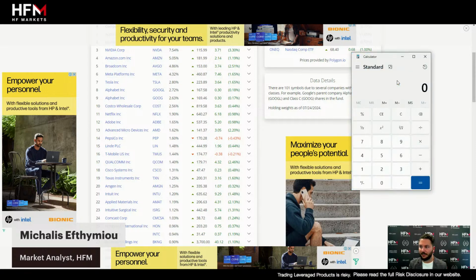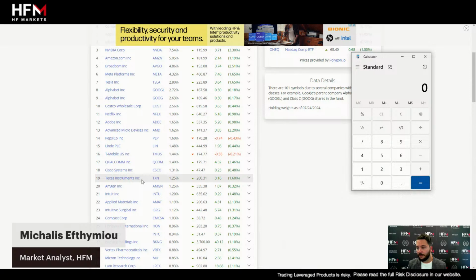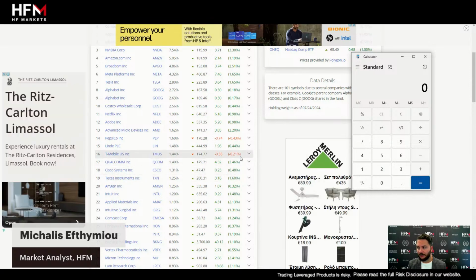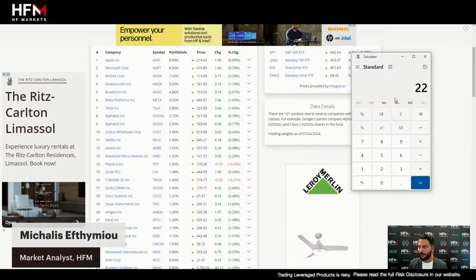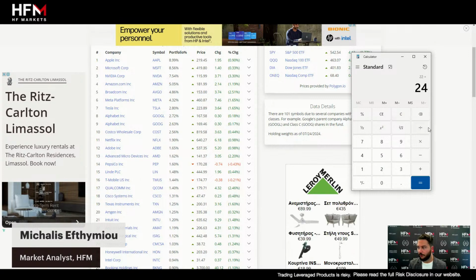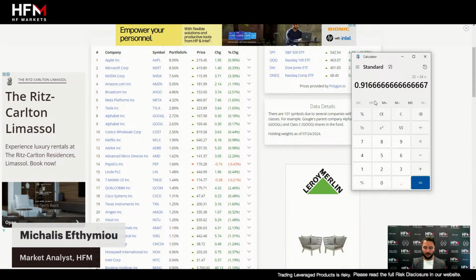there's a theory that if 70% of the most influential stocks are increasing in value, that's an indication of a buy. So if we've got 24 stocks, and out of those, two are decreasing, that's 22, ladies and gentlemen, over 24. So that's 91%. 91% of the most influential stocks are increasing in value.